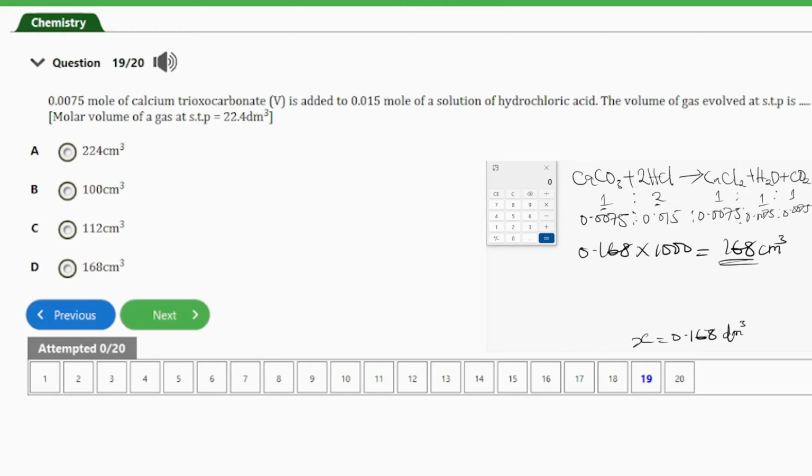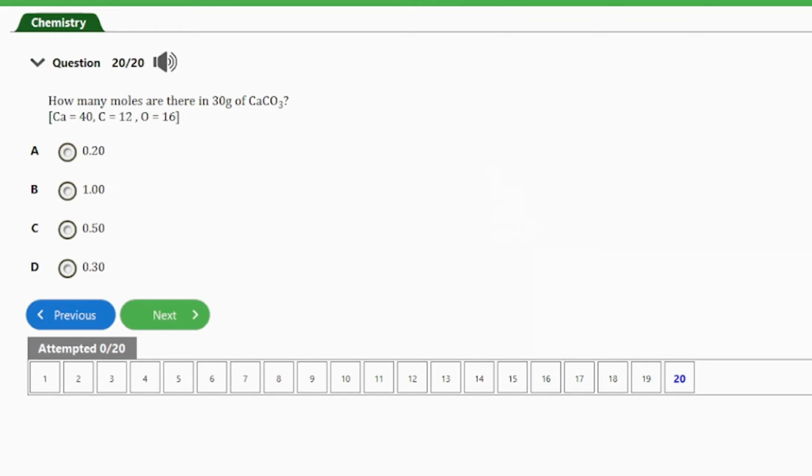So guys, let's go ahead and consider the next question, and that's the last question for this JAMB repeated questions. So let's go ahead and check out this question. That's question number 20. It says, how many moles are there in 30 grams of calcium trioxocarbonate 4? So let's go ahead and zoom into our workspace here, guys, and let's solve this together.